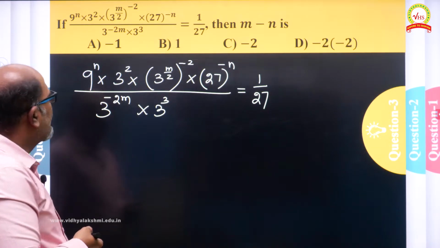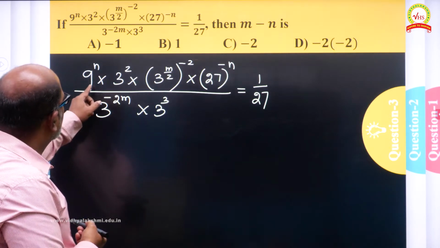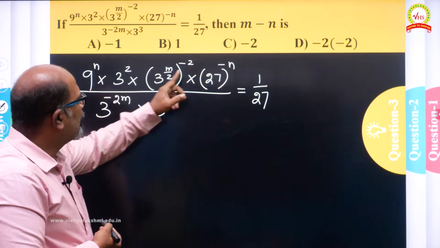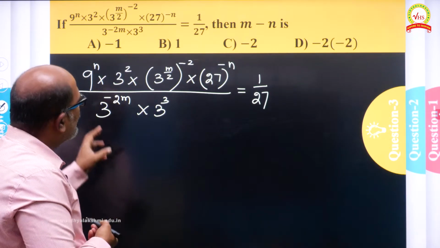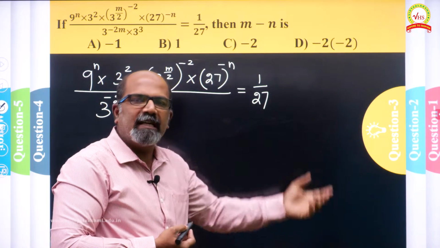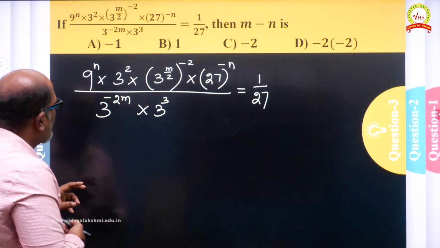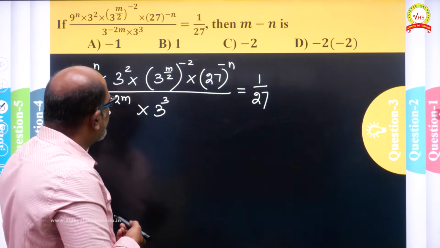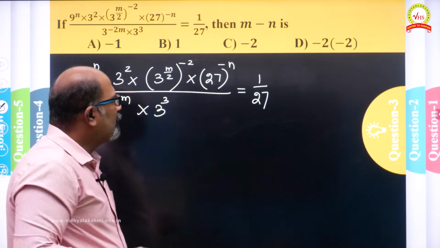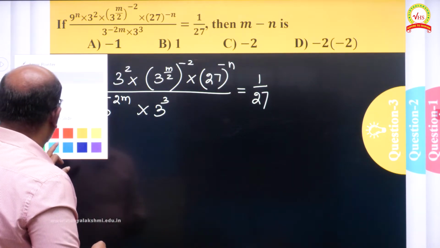When I look at this question, I can have an idea. I'm focusing on the bases: there is 9, 3, 3, 27, and here 3 and here 3. All these are multiples of 3. And in the right hand side also it is given 1/27, which can also be expressed as a power of 3. So I want to convert all the terms, all the exponents present in this equation, to the same base 3, so that it would be easy to calculate in the next step. So I am going to convert everything to base 3.